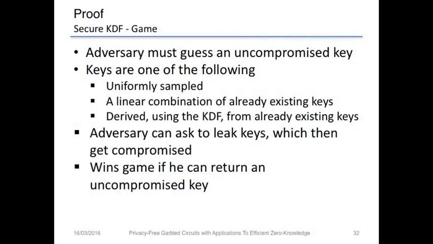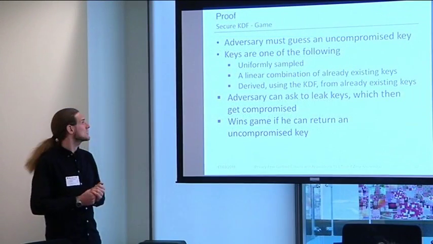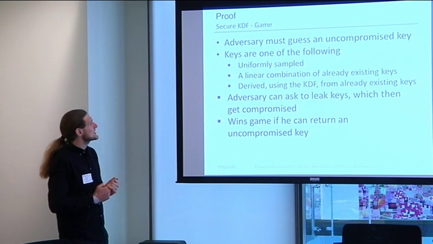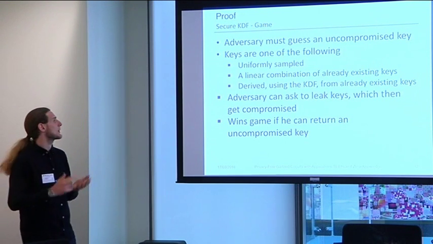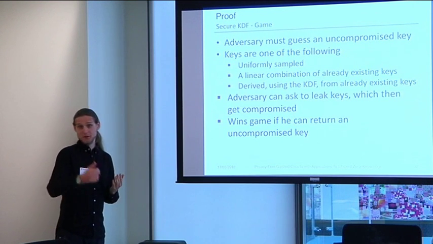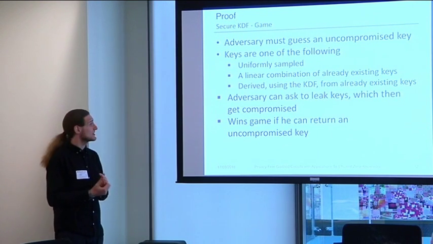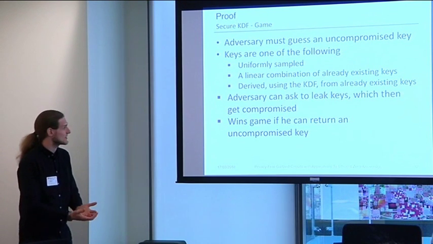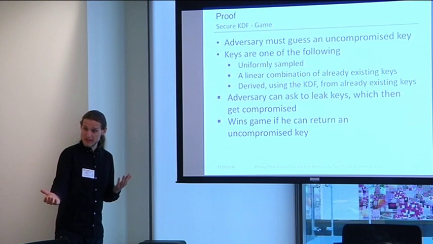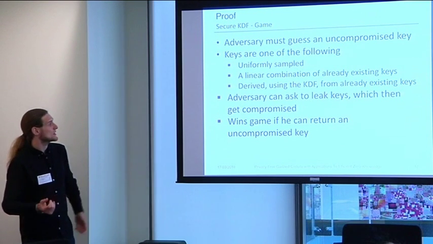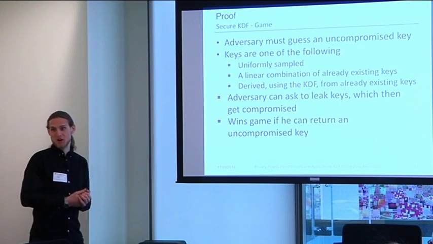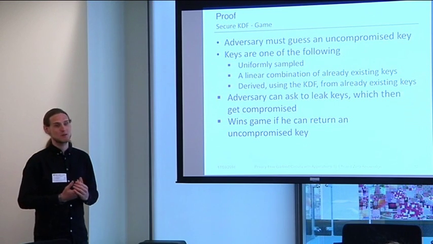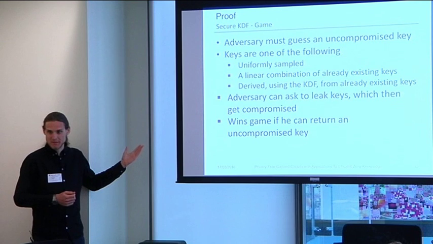A secure key derivation function basically models what we want to do in these types of garbling schemes. An adversary gets access to make three different types of queries to a game: sample a uniformly random key, make a linear combination of existing keys, or derive a new key based on some existing keys. Then the adversary can ask the game to leak some of the keys. In the end, the adversary wins the game if he can give the game a key which is not compromised. Here, compromised means it's not efficiently computable from the keys leaked to the adversary.